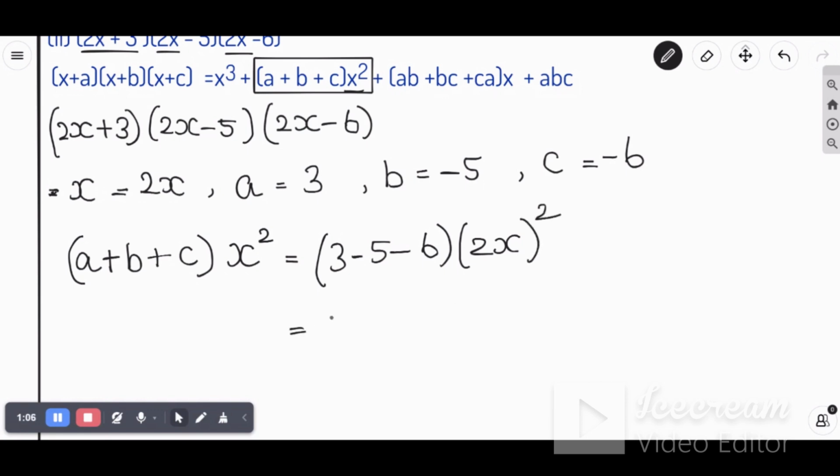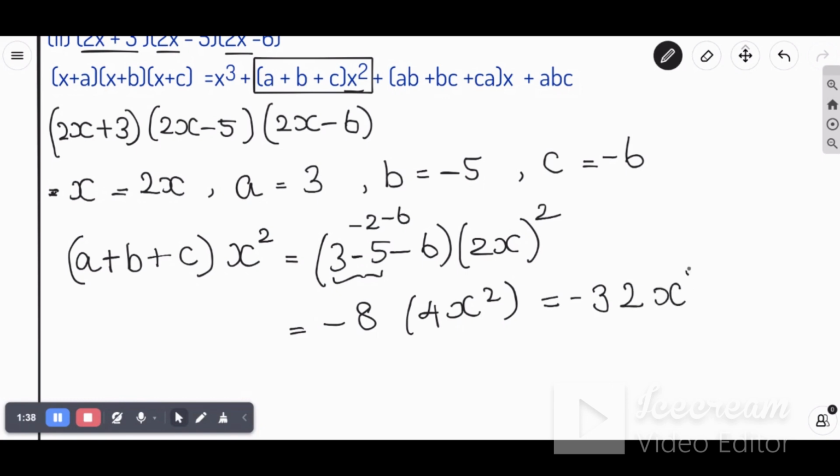Now what you get is 3 minus 5 and minus 6. So 3 minus 5 is, either you can do this together or you can club one by one. 3 minus 5 is minus 2, and minus 2 minus 6 is minus 8. Then you have got 2x square, so that will be 4x square. Okay, so now what you have to do is minus 8 into 4. So 8 4s are 32. So that will be your 32.